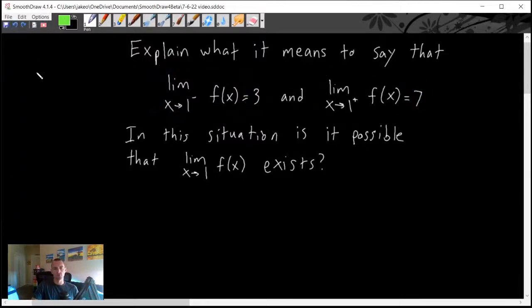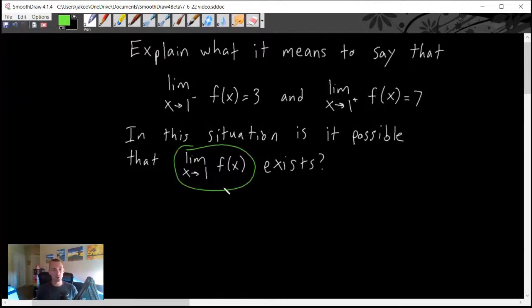So the next question that this problem asks us, and the next logical question to think about, is: in this situation, is it possible that the limit as x approaches 1 of f of x exists? Like I just talked about, we don't have a plus or a minus here. So what this is asking us to find is the two-sided limit as x approaches 1 of our function f of x.